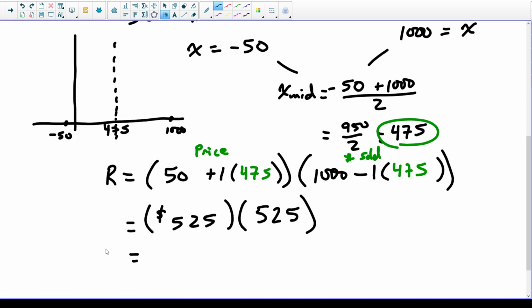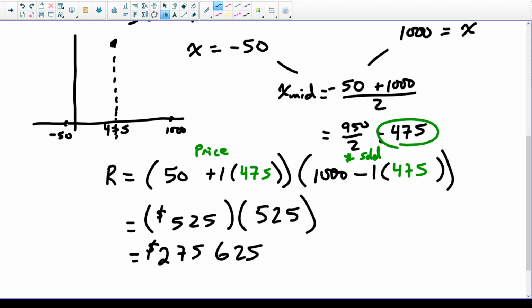So our maximum revenue is going to be $275,625. So our numbers may not be very realistic. A $525 pair of pants, pretty expensive, but the math is good.